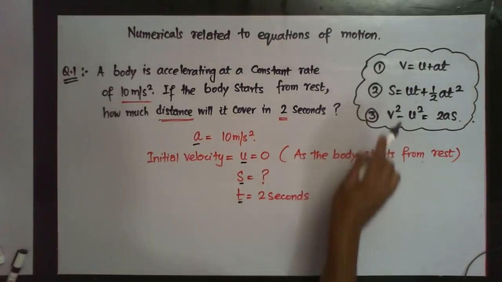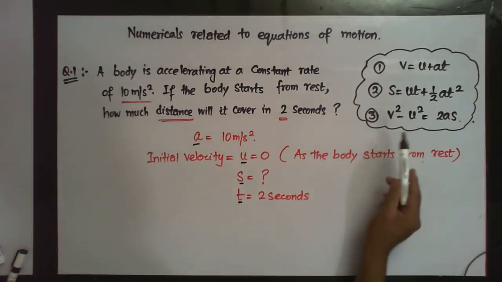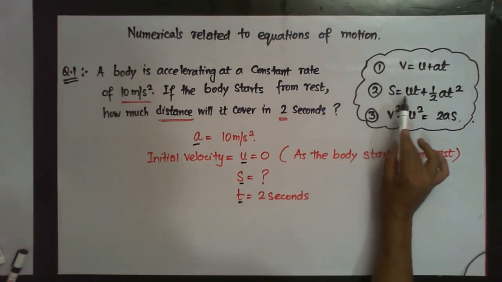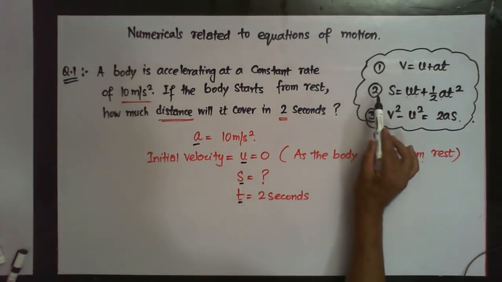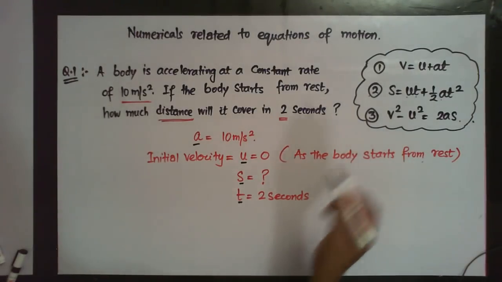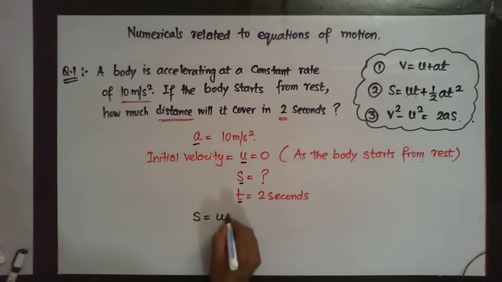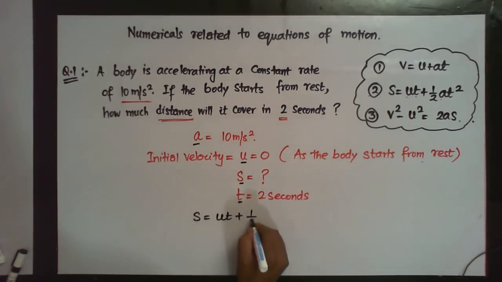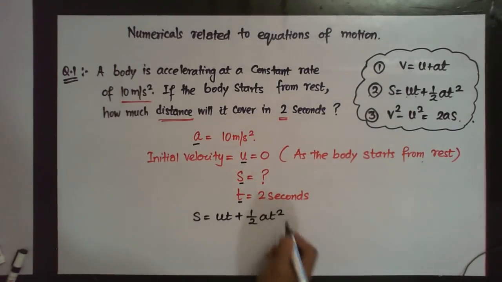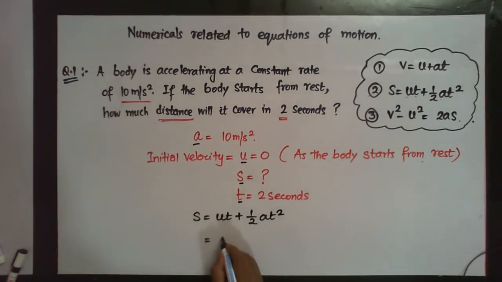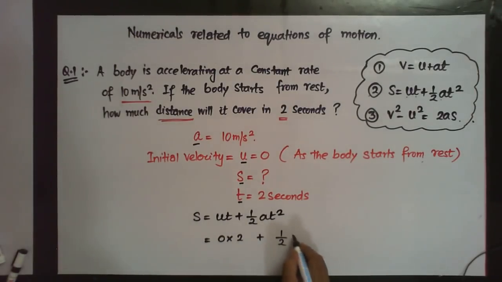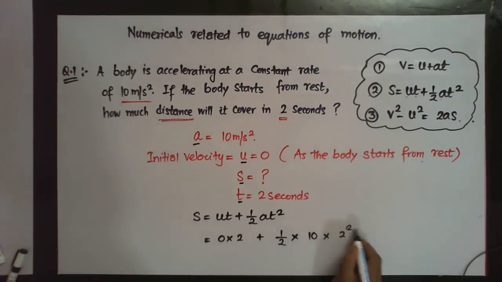Now look at these three equations. You have got S, U, T and A in the second equation. So which equation do we use? Let us use S is equal to UT plus half AT square. So put the values now. UT, so 0 multiplied by 2, plus half into A, which is given as 10, T square is 2 square.